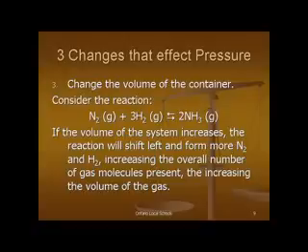But if you increase the volume, if you remember back to Boyle's law, that at constant temperature and number of particles of gas, if you increase the volume, the pressure should decrease. So the equilibrium system shifts to the side of the reaction that would have more gas particles or more gas molecules. It would shift left here.